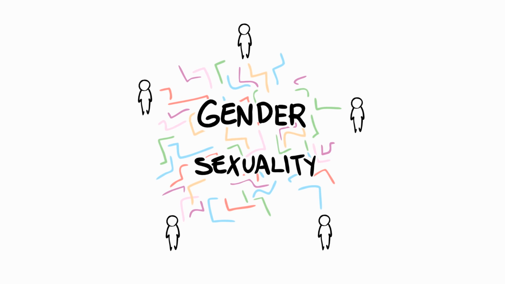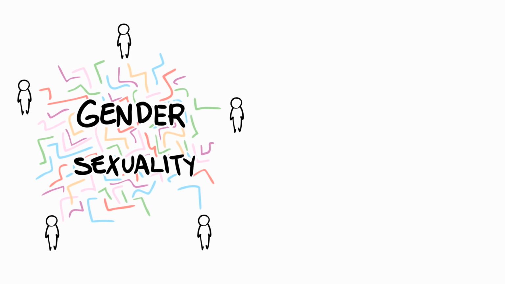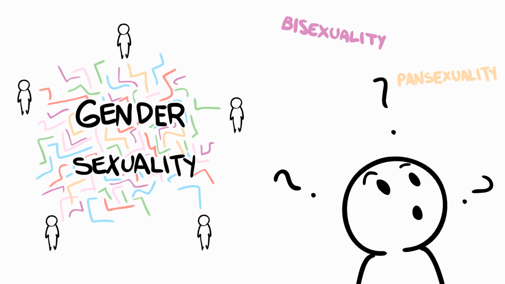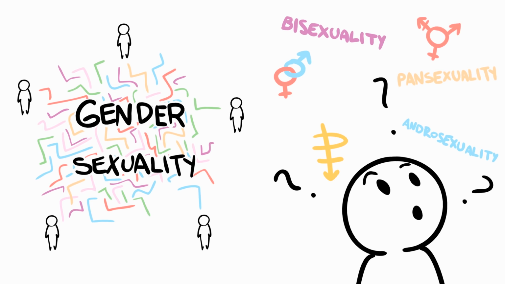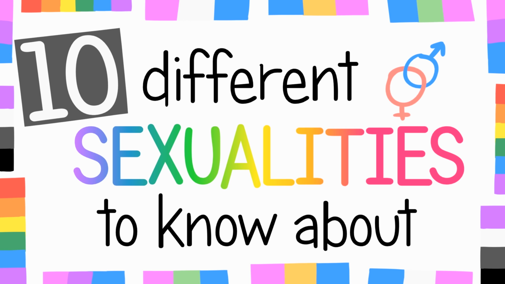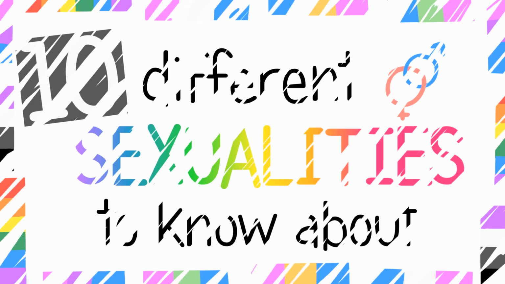Gender and sexuality are two concepts that are incredibly individualized, and so it shouldn't be surprising that they are so complex. It can be hard to navigate the world of sexuality due to the different terms and labels. This video aims to help you navigate this world by arming you with some definitions and examples of 10 different sexualities, some of which you might not even know about.